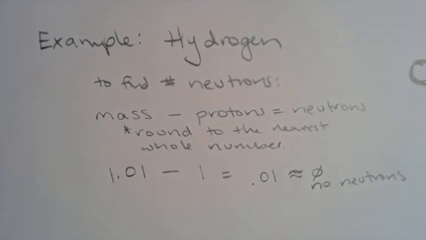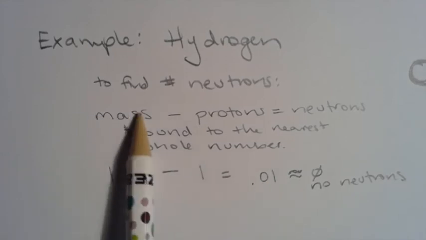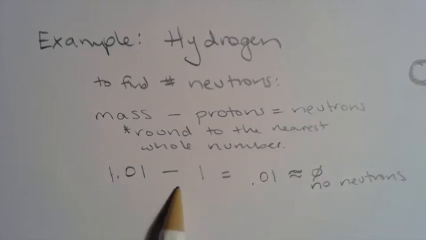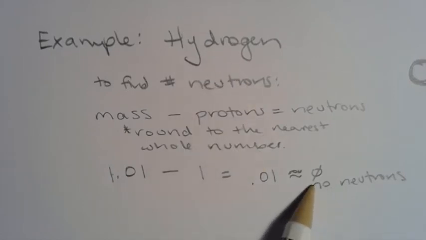And what that tells us is that most hydrogen atoms have no neutrons. Some hydrogen atoms have a neutron, but what that 0.01 means, when we take the mass number minus the protons to find the neutrons, is that most hydrogen atoms have no neutrons. And we'll just leave it there.